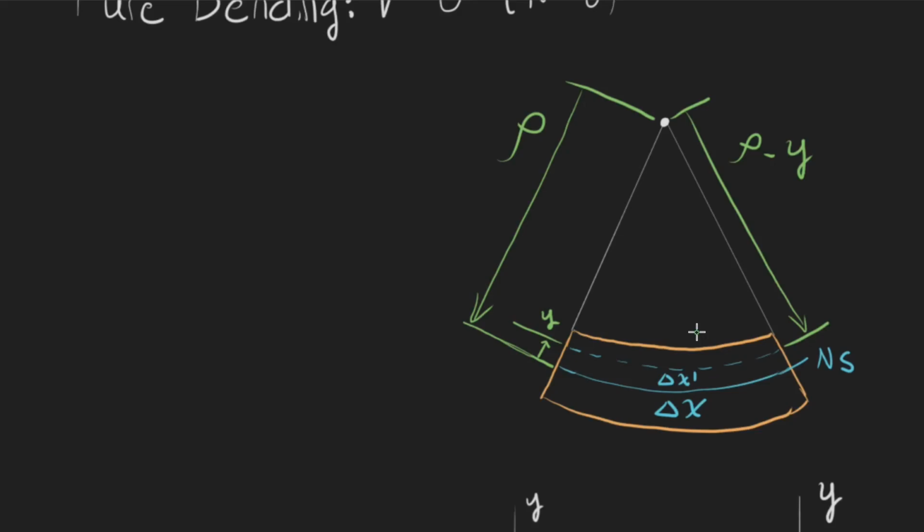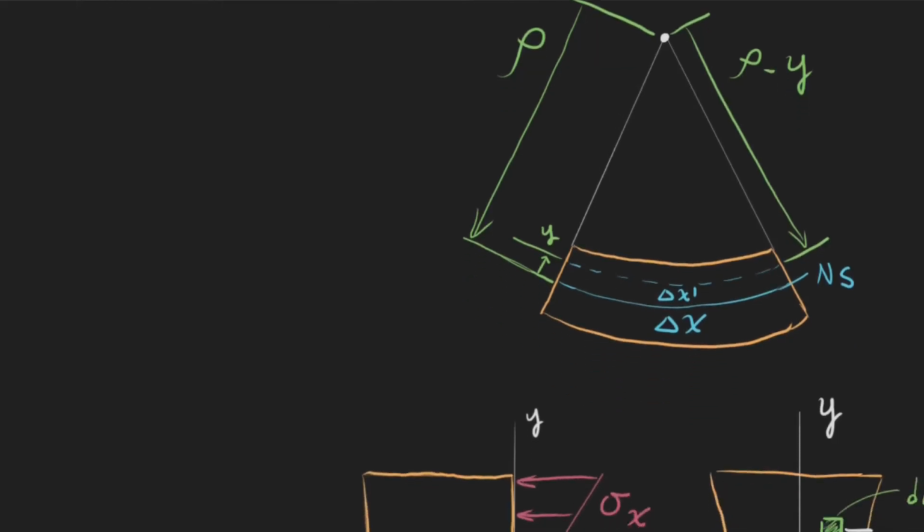So again, just some notation right here. Rho is our radius of curvature. Then we have y pointing to some point that we're interested in. We'll call this whole length right here delta x. And then this point that we're interested in will have a length delta x prime, and then its radius will be rho minus y, right?